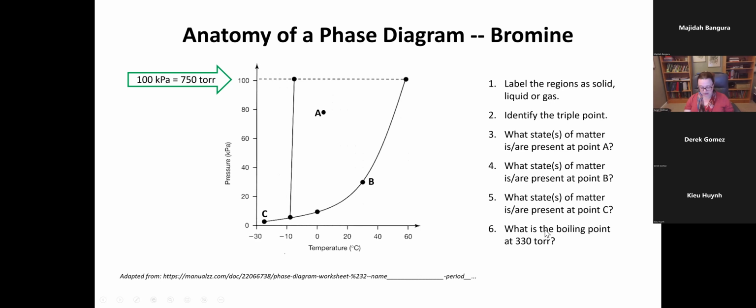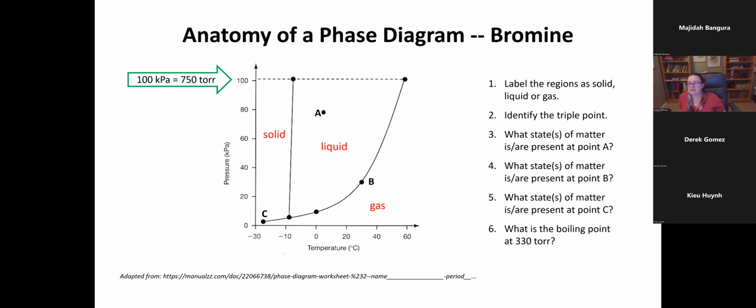All right, we could label those regions solid, liquid, or gas. Can you find the triple points? Oh, I bet you can. Good. Triple point, right? That's where all three lines intersect. All right, what state of matter is present at point A? So there's an A on the graph. Can you tell me whether that material is a solid, a liquid, or a gas under those conditions?